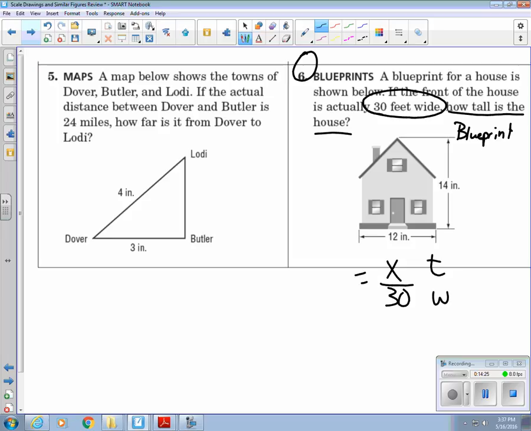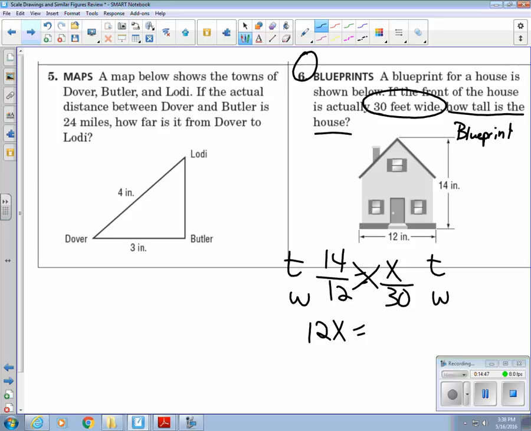Again, I'm setting up a proportion to solve this. From my blueprint, I need to have tall in the top and wide in the bottom. So the ratio from the blueprint, tall is 14 inches in the top and wide is 12 inches. And then we can go ahead and cross multiply, and I'm going to get 12x equals 14 times 30.